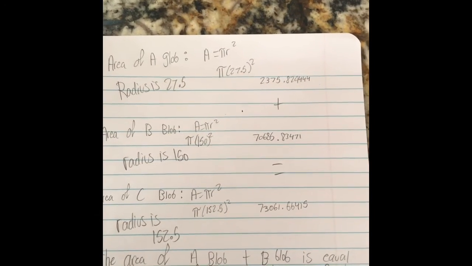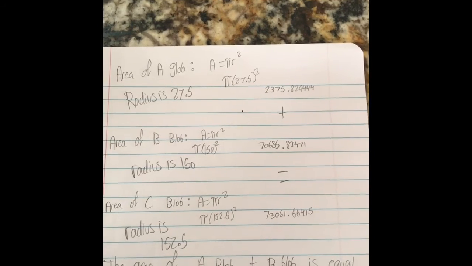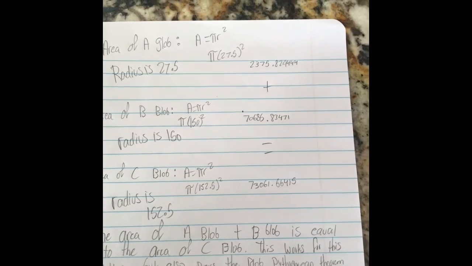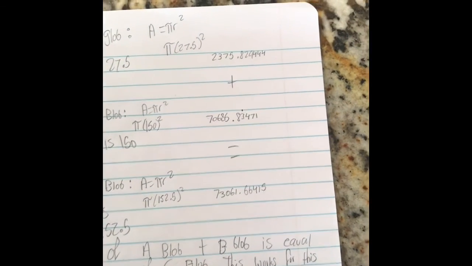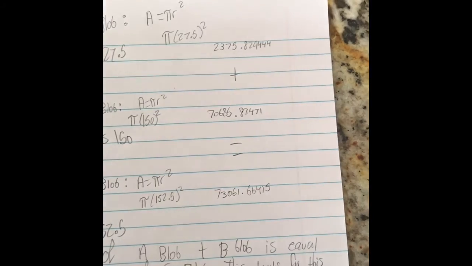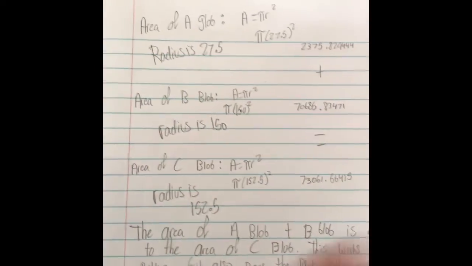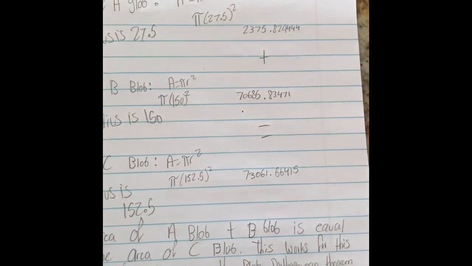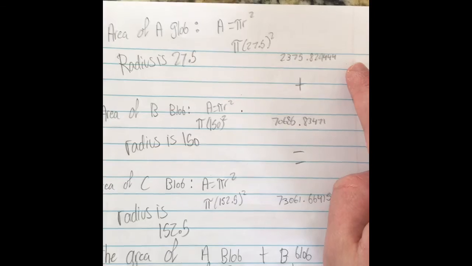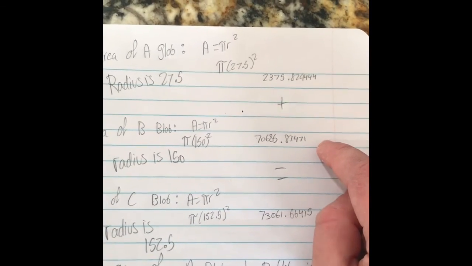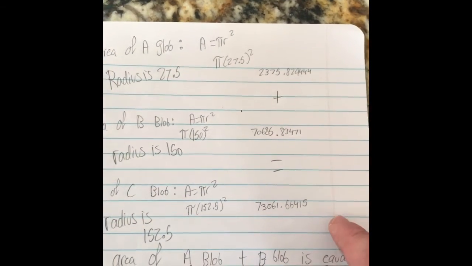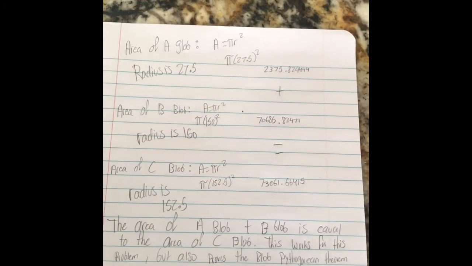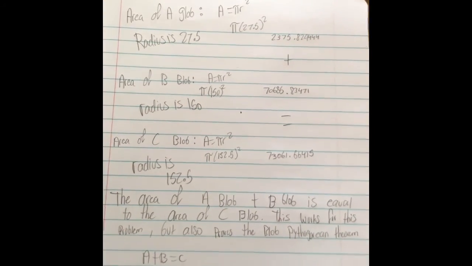This gives us 2,375.829444. And we add this to the area of the B blob, which is 70,685.83471. And then we have our C blob, which is 73,061.66415. Now the area of the A blob plus the area of the B blob is equal to the area of the C blob, which proves that the blob Pythagorean theorem works on this problem. And that is my answer for exam 2.